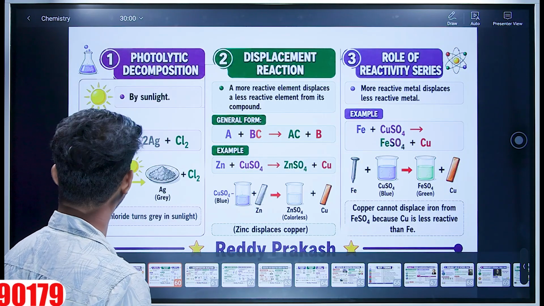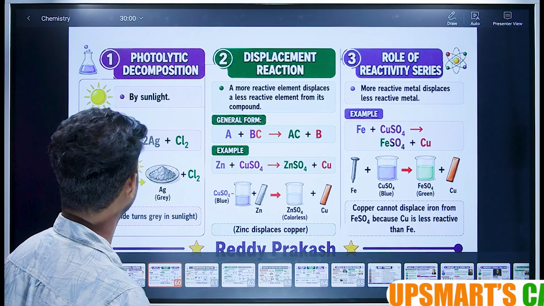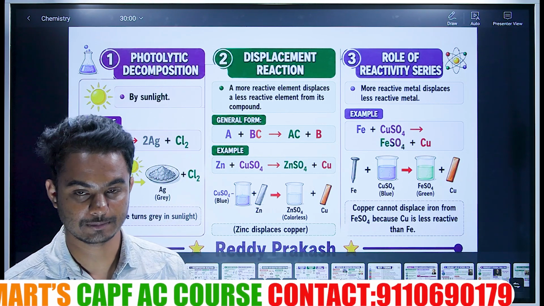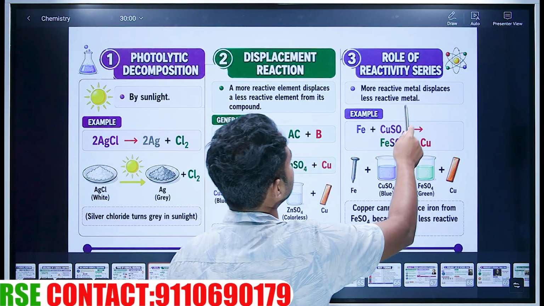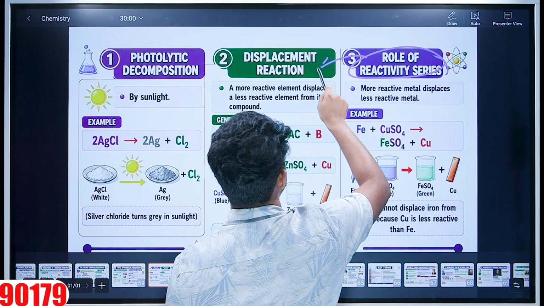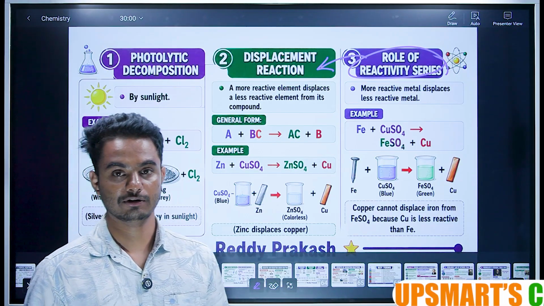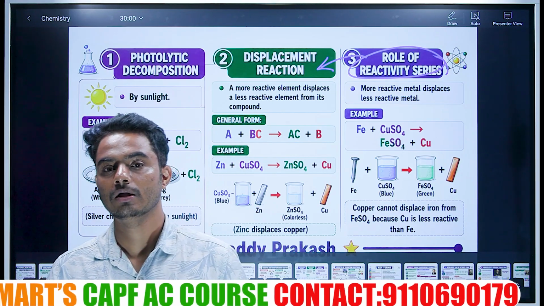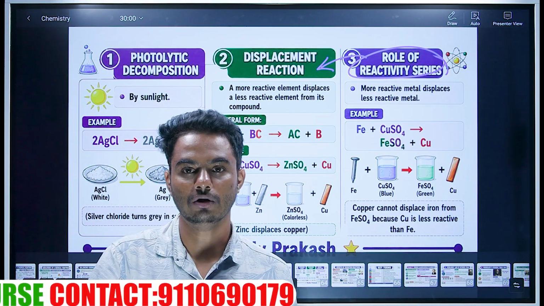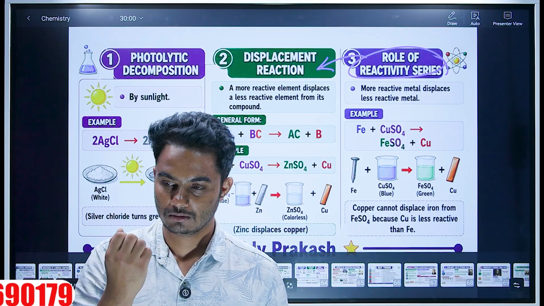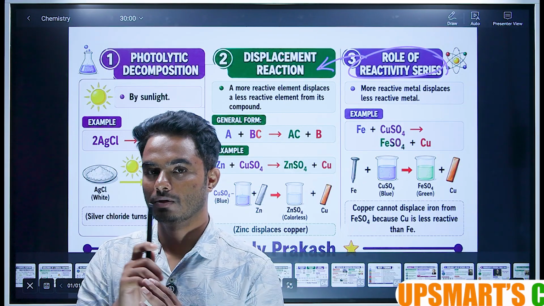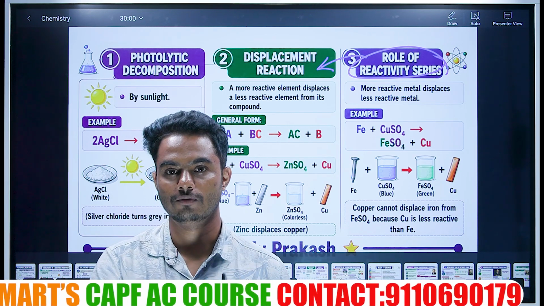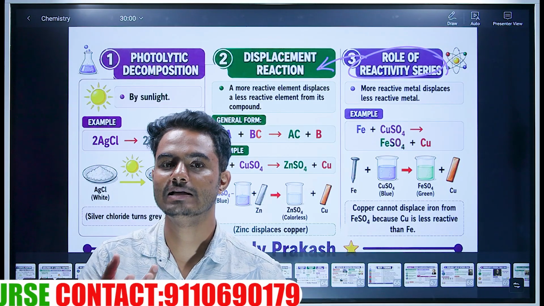Next reactions are photolytic reaction and displacement reaction. And in the displacement reaction, what is the role of the reactivity series? Reactivity series means a series of elements arranged in increasing or decreasing order of reactivity. Say we have iron on one hand, copper on the other hand, gold on the other hand. Okay, iron, copper, gold. Which is more reactive? Which will get easily rusted?